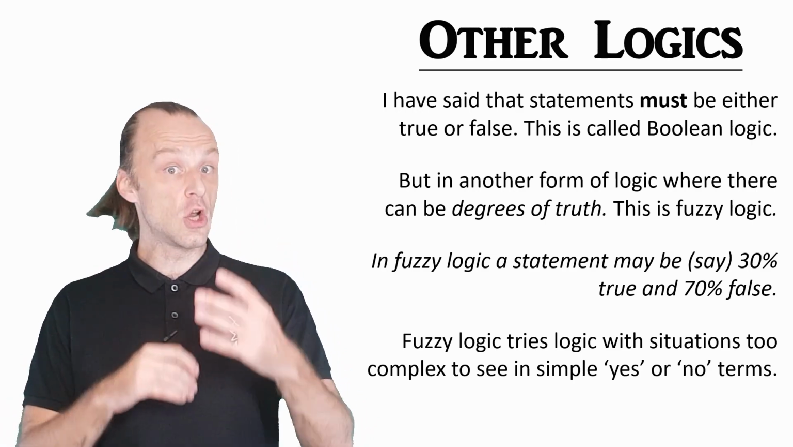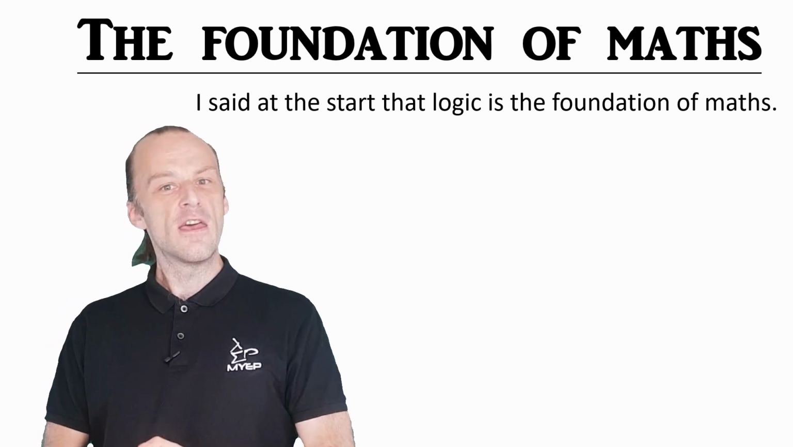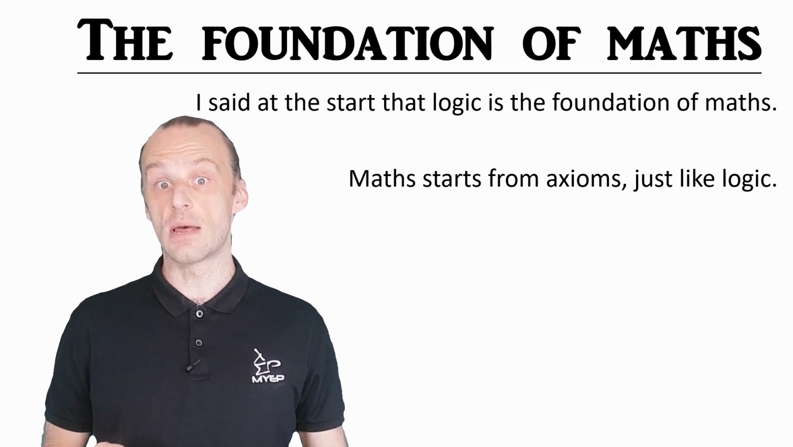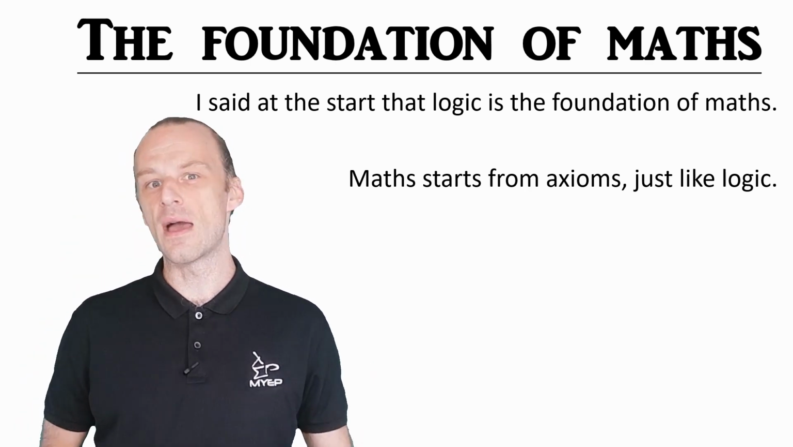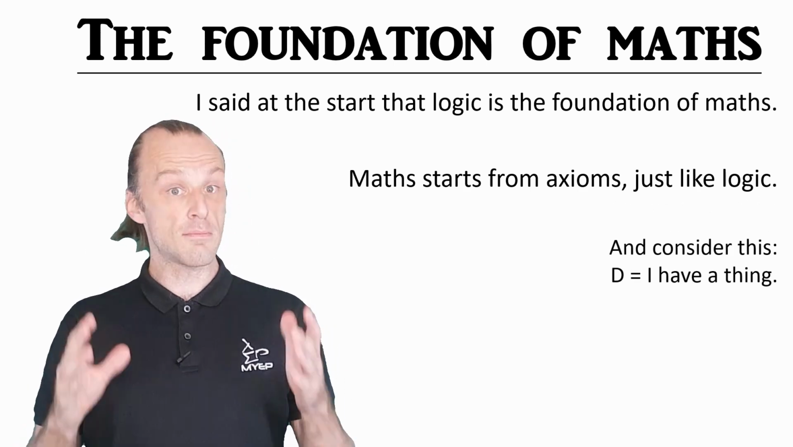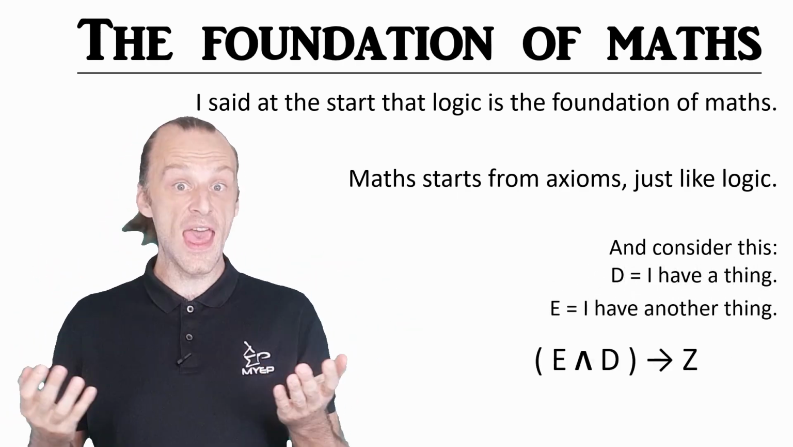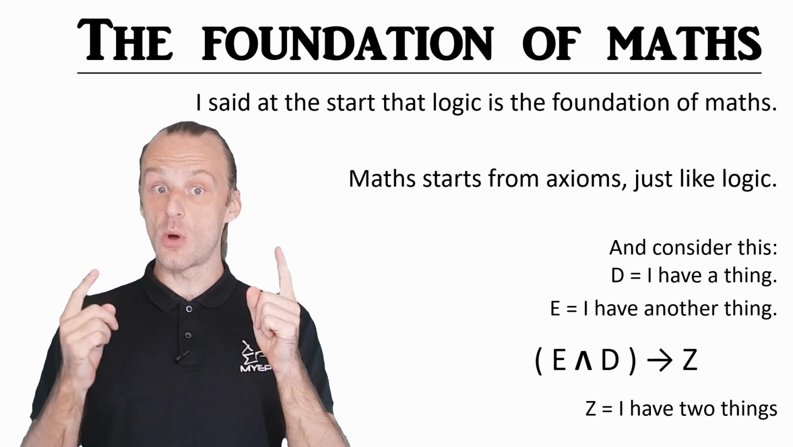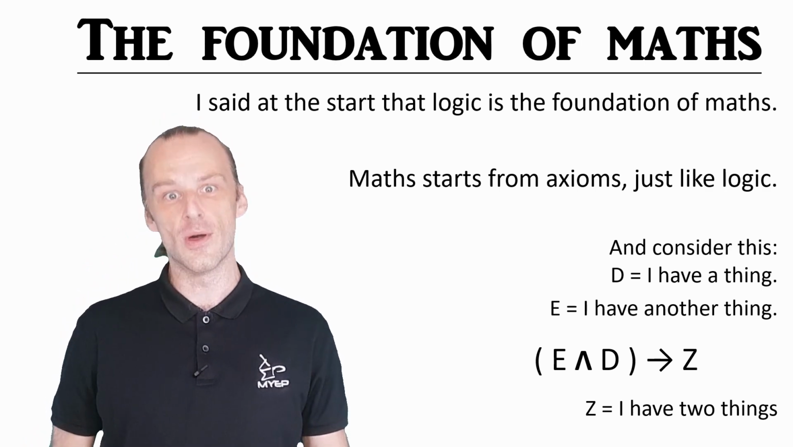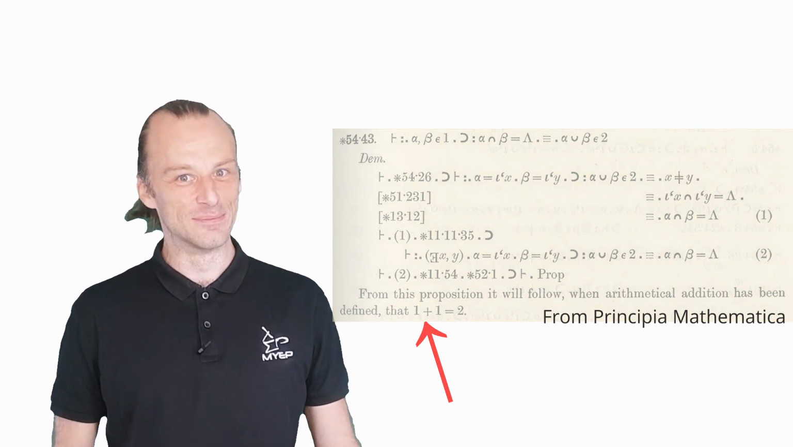We said at the start that logic is the foundation of maths, but we haven't really seen any maths yet, have we? For now, just remember that logic is based on axioms, and maths has to use some axioms to start from, which we can look at in the future. But think about this. Using the symbols we have learned so far, we can make the argument that if I have one thing and I have another thing, then I have two things. 1 plus 1 is 2. To be clear, this is absolutely not how mathematicians prove that 1 plus 1 is 2. That can take hundreds of pages, and no, I'm not kidding.